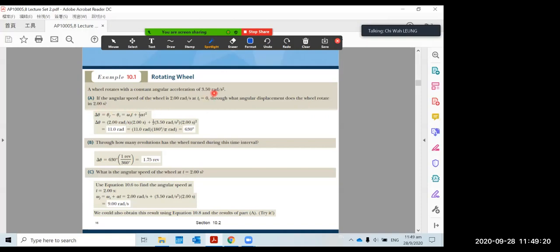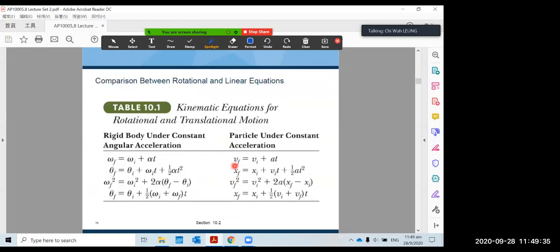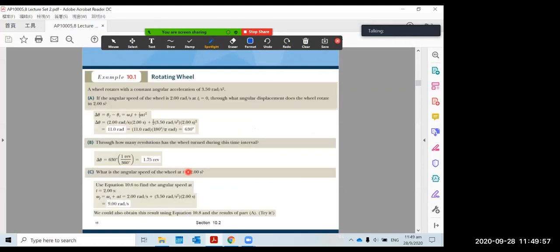You have alpha, you have t, or delta t, and you know the initial angular speed. So you want to know the displacement. Going back once again to the equations, the equation you need would be the first one. No, sorry, it is the second one. You know the initial angular speed, you know the time and angular acceleration, so you want to find out the angular displacement. And then you try to find out the conversion between angles in radian and degrees, and between degrees and number of revolutions.